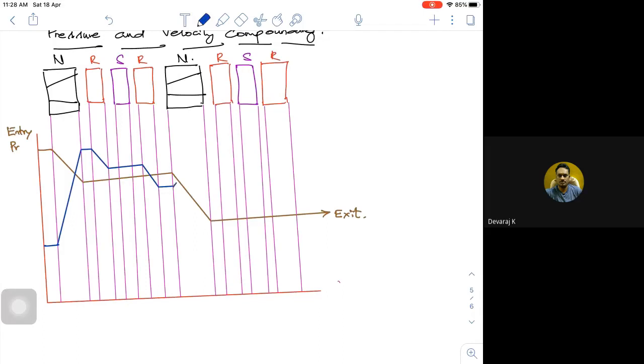Then it increases to a particular value in the second nozzle. Then it remains the same. Then it gets absorbed in the first stage of the rotor. Then it remains the same in the stator. Then the kinetic energy is absorbed in the rotor. Then it exits. So this is what happens to your velocity. So I do have the pressure and velocity.